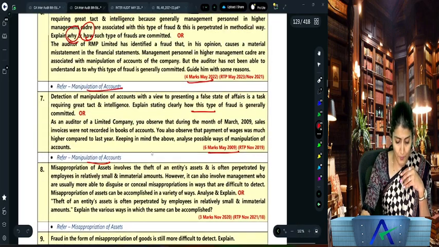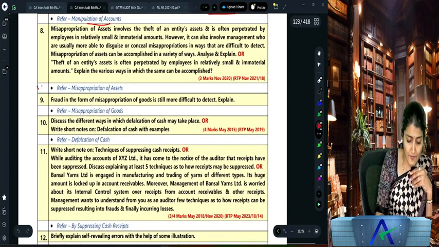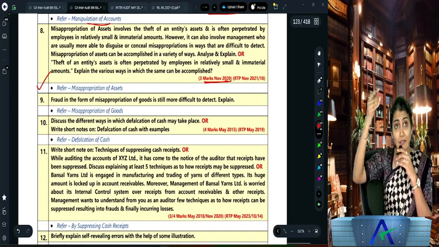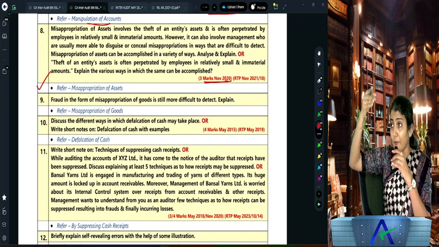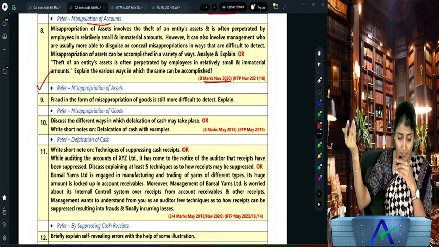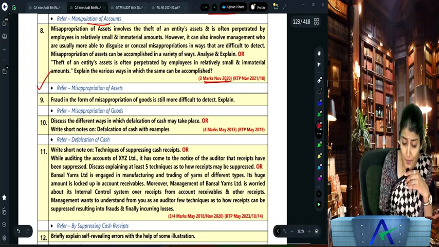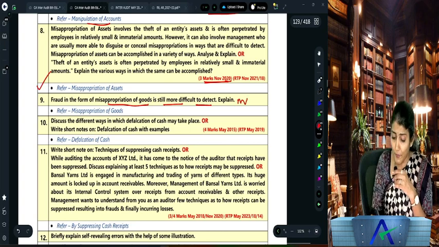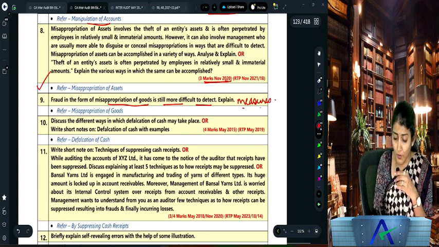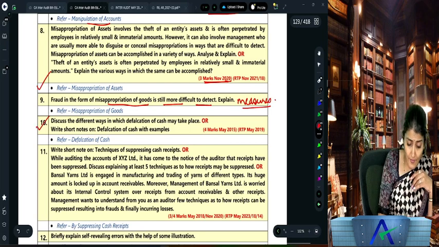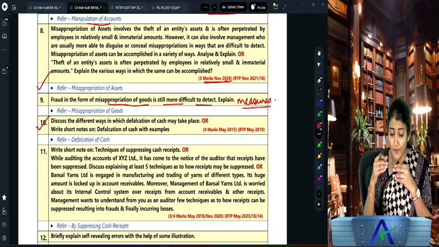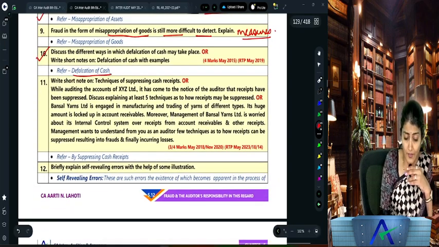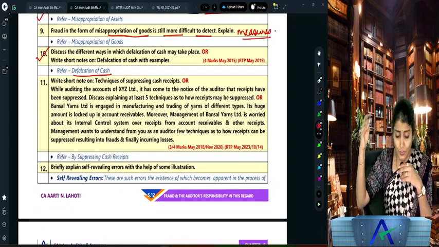So if you come to the question bank over here, what does it say? Misappropriation of assets, right? So that is the first one: embezzling the receipts, stealing the inventory, paying for goods and services not received, and personal use. Then what does it say? Fraud in the misappropriation of goods is still more difficult to detect. So you need to talk about the various measures which the auditor should check. Then after that, there is the question: discuss the different ways in which the defalcation of the cash may take place, right? So you have to write down all three points under the defalcation of the cash.